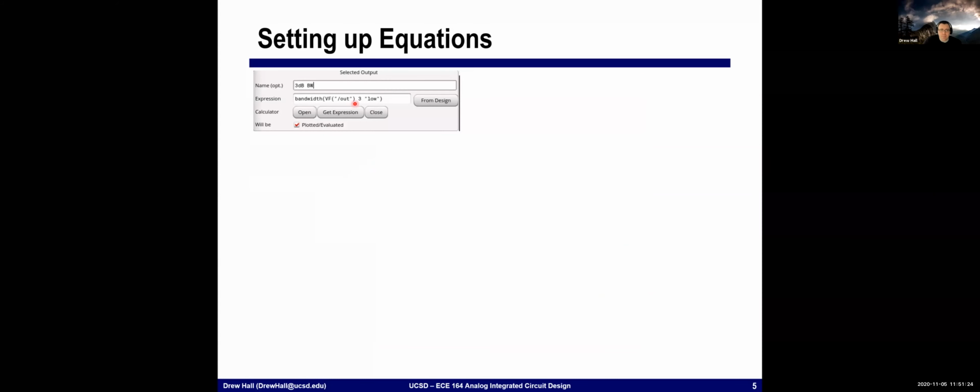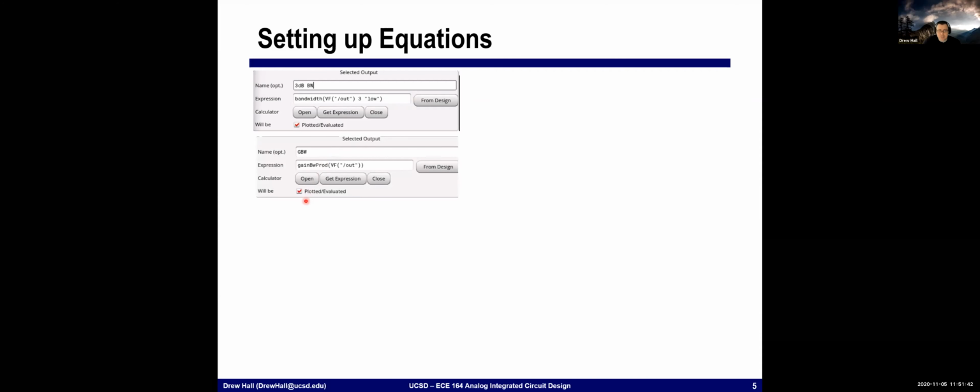All right, so what do I want to measure? Well, one of them is the 3 dB bandwidth. And the way that I do that is I look at the AC simulation, so that's VF, of the output node, and I look at the 3 dB low pass bandwidth. I can also measure the gain bandwidth product. So this is, again, the output frequency and the function that Cadence has built in is called gain bandwidth product to do that.